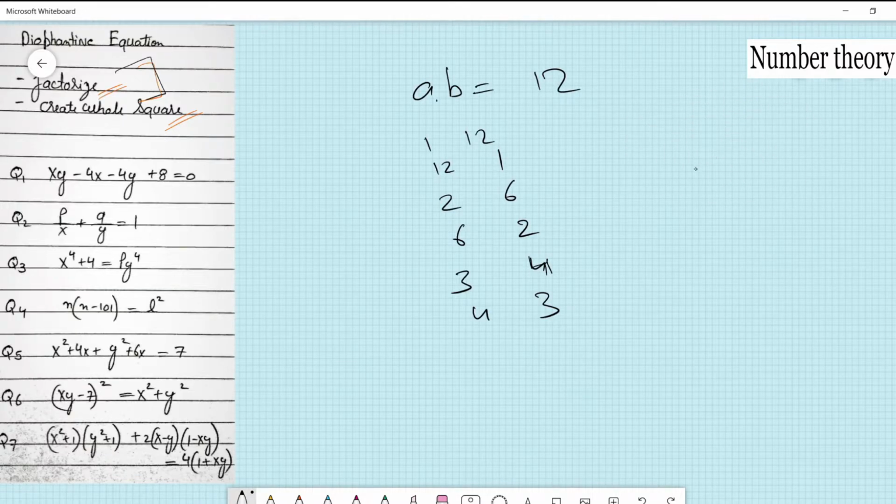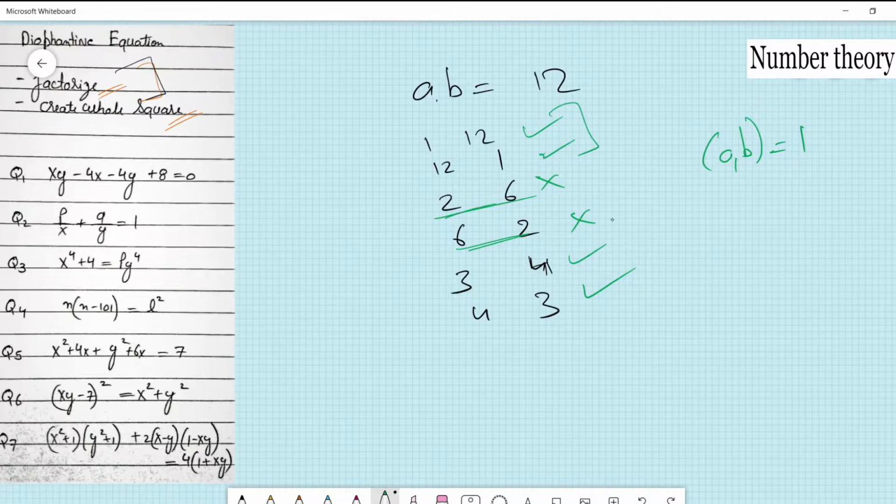But suppose we somehow figure out from somewhere else that the GCD of a and b is 1. This would make our life very easy. Why? Because now this case is discarded, this case is discarded, this will still be there, this will still be there. We now only have to deal with 4 cases. We have 4 solutions now.